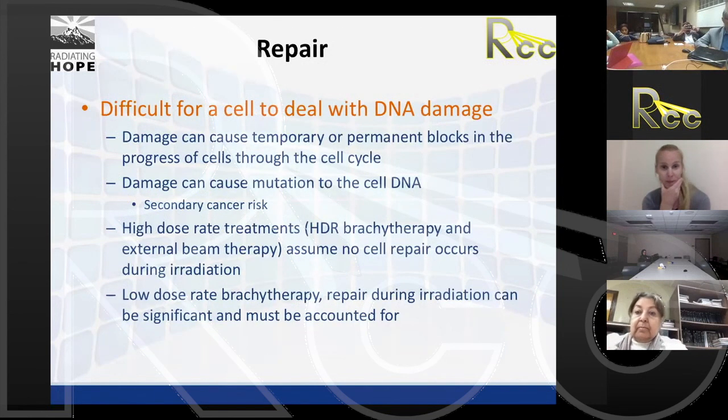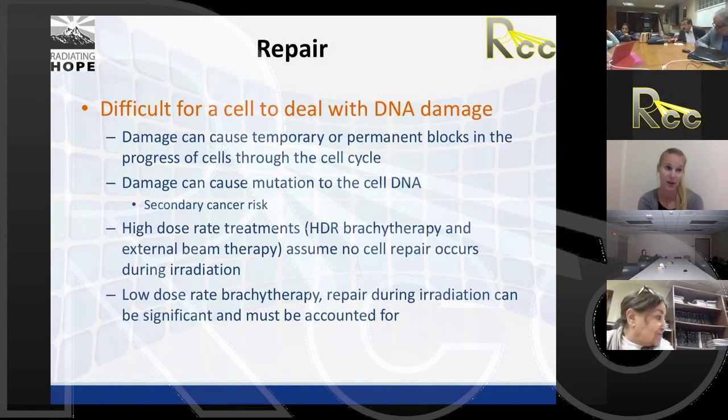So the first one is repair. It is difficult for an individual cell to deal with damage to the DNA, if it's been damaged either directly or indirectly from the radiation. What damage can do is cause temporary or permanent blocks in the progress of cells through the cell cycle. If you block the progress of cells through the cell cycle, the cell will eventually die without splitting and dividing and creating cells.